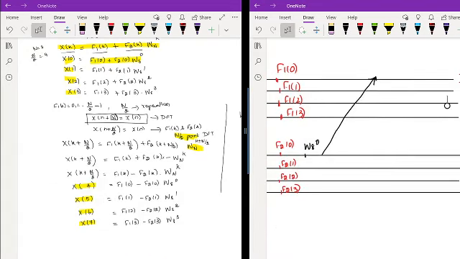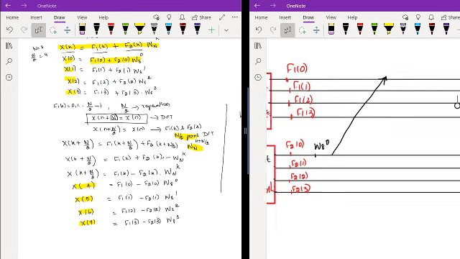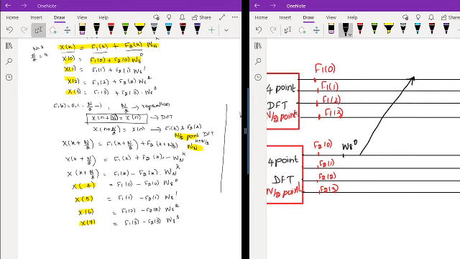Now for calculating x of 1. So for getting x of 1, we are going to add f1 of 1 with f2 of 1 into w8 power 1. So f2 of 1 is multiplied with w8 power 1, and this is going to be added with f1 of 1. So this is for x of 1.